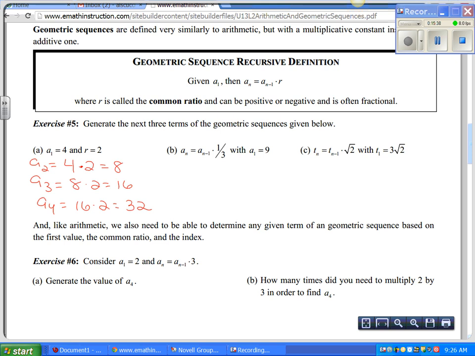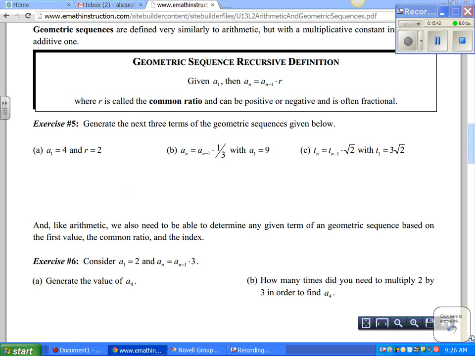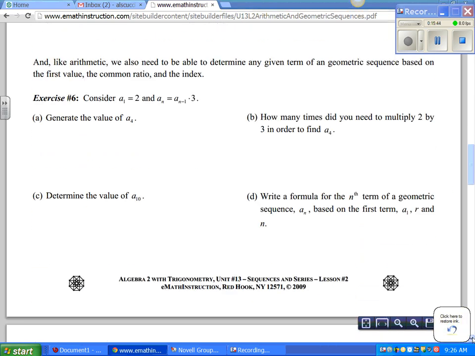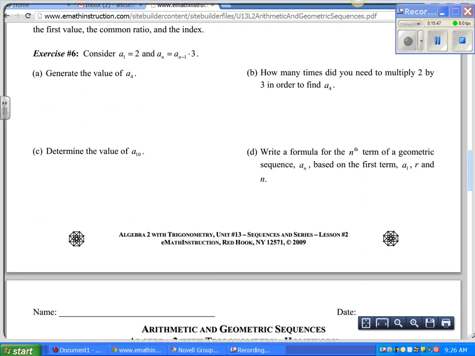Scratch that. Let's go right down to exercise 6, time. We're crunched for time. I don't know how we fell behind. Okay, so consider a sub 1 is 2. A sub n equals a sub n minus 1 times 3. We can real quick get a sub 2, a sub 3, a sub 4.